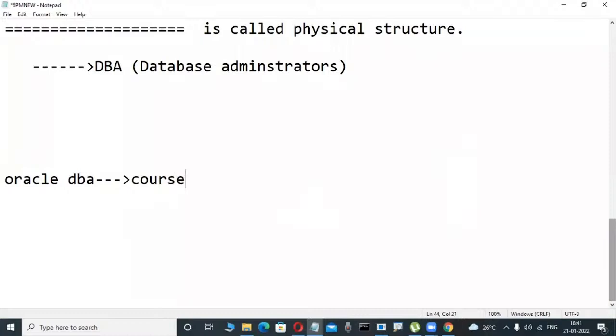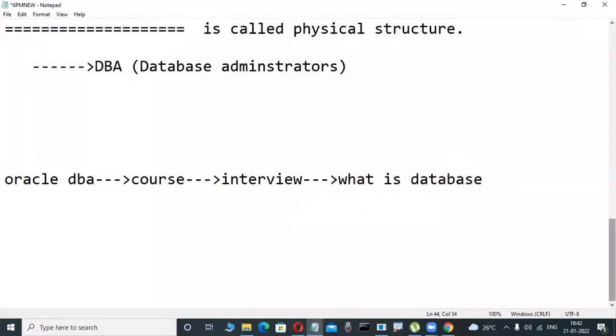Whenever I'm applying for a job as an Oracle DBA, I'm attending an interview. Observe here, in the interview, roughly my interviewer asks, Murali, what is a database? They're asking, what is a database?